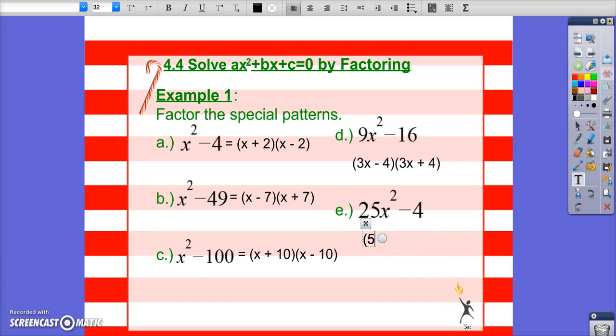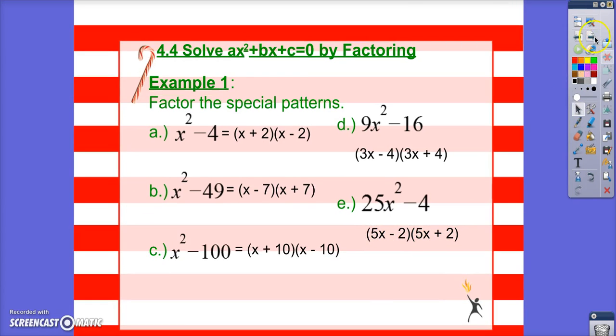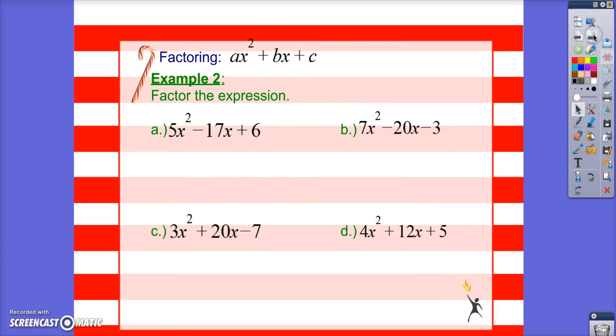See if you could do the next one. It should be 5x minus 2, 5x plus 2. That's our answer. Now those are pretty easy, the difference of two squares. But now what happens when we have a coefficient here, and they're not perfect squares?